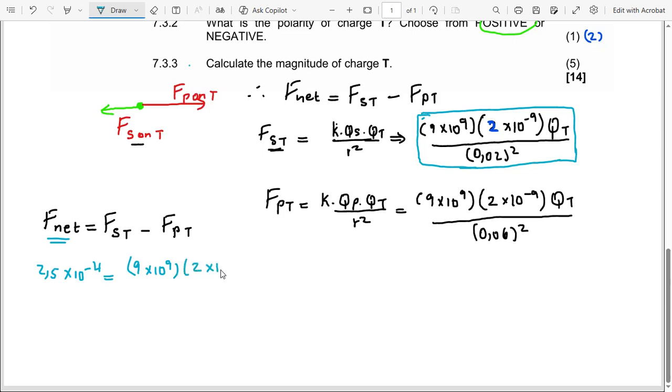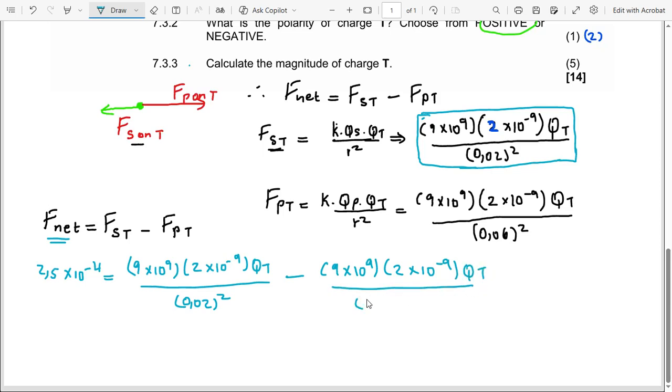So let's just work on this one. Minus 9 and then QT. Then everything is divided by 0.02 squared. I'm going to subtract that force of P on T. So this will be 9 times 10 to the power 9 into 2 times 10 to the power negative 9 times QT over 0.06, and this is squared.